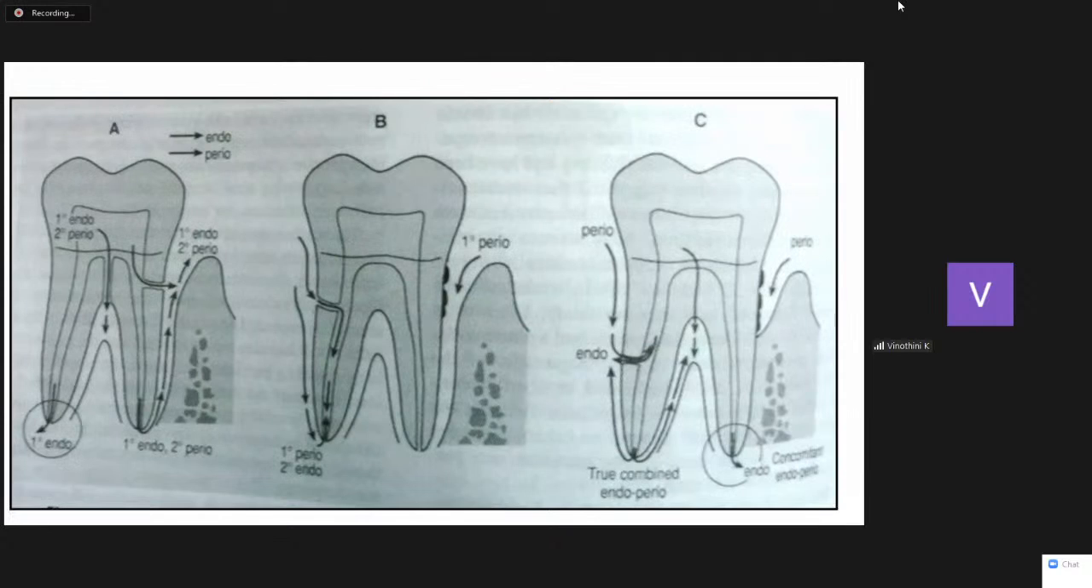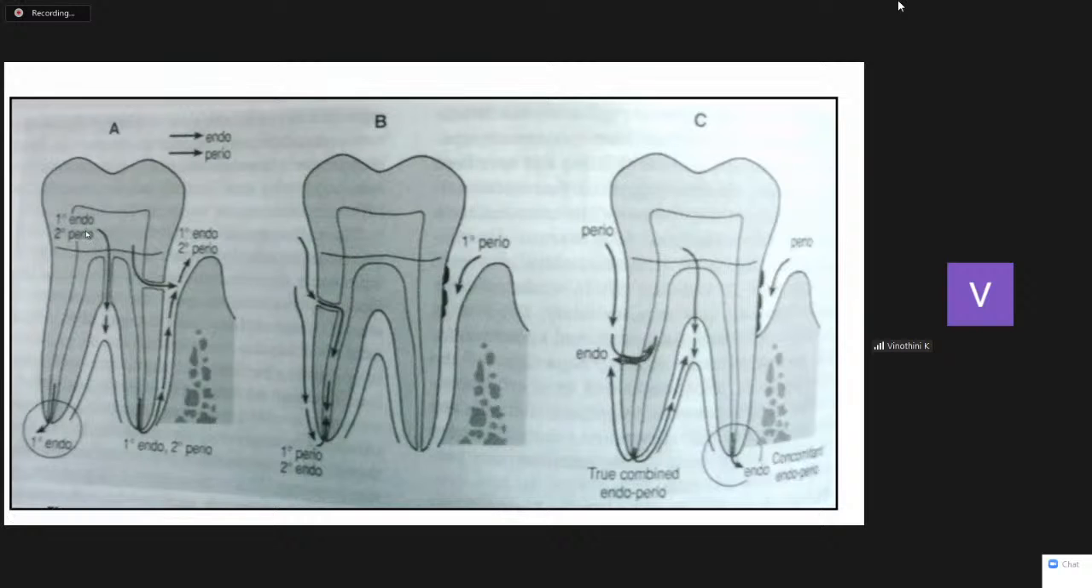This is a diagram which depicts your primary endo, secondary perio. Here, in primary endo, we are going to have only endodontic infection. As we see here, only endodontic infection, and primary perio is only periodontal infection. There is no interconnection here. You will understand this in depth when I talk about pathogenesis.